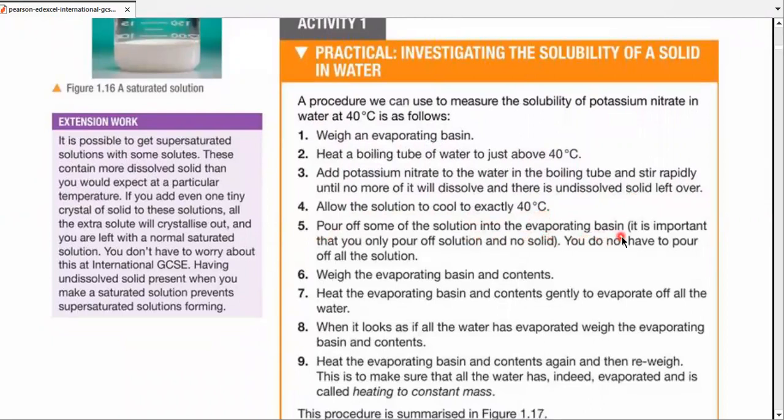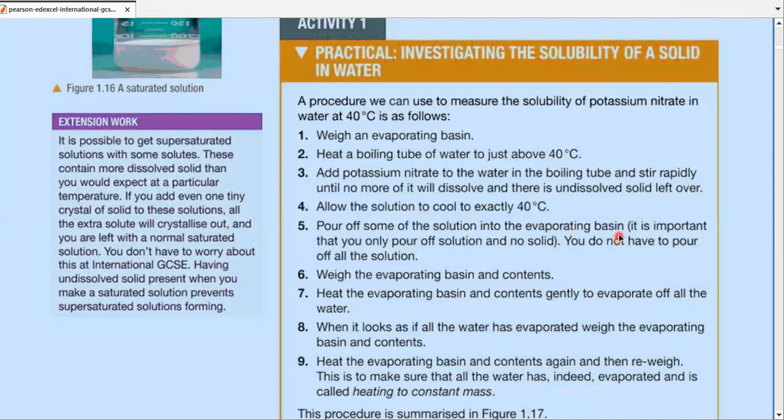Pour some of the solution into the evaporating basin. It is important that you only pour off solution and no solid. You do not have to pour off all the solution, only some of it. Now weigh the evaporating basin and its contents. Heat the basin and contents gently to evaporate all of the water. When it looks as if all of the water has evaporated, weigh the basin and its contents, heat the basin again and weigh them again. Do the process over and over, like 3 to 4 times. This is to make sure that all the water has indeed evaporated, and this is commonly known as heating to constant mass.